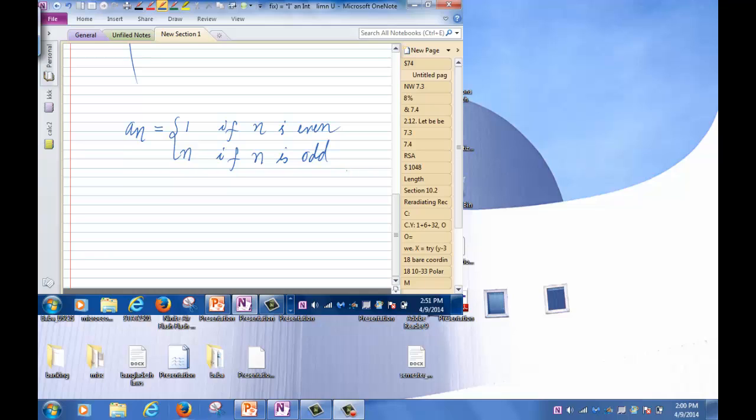The limit for sure is not a number, right? Because as n goes over the odd integers, right, it gets bigger and bigger, right? So the limit doesn't exist. But is it infinity? Why not?